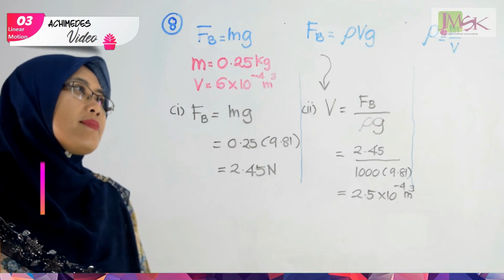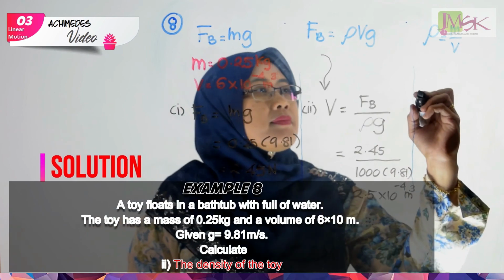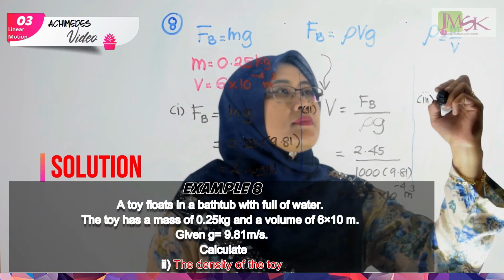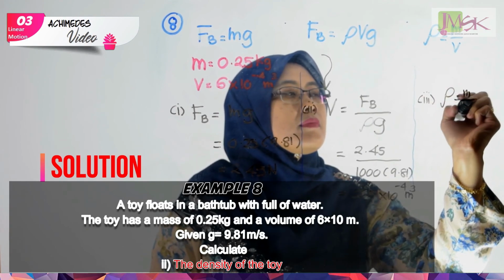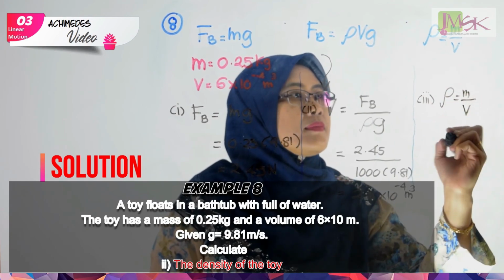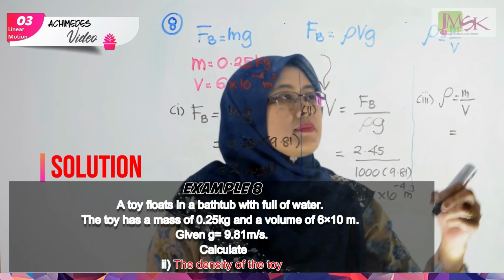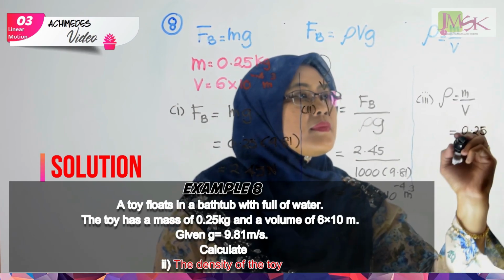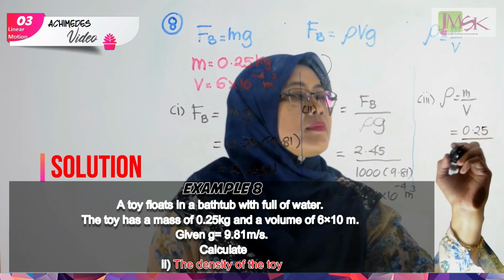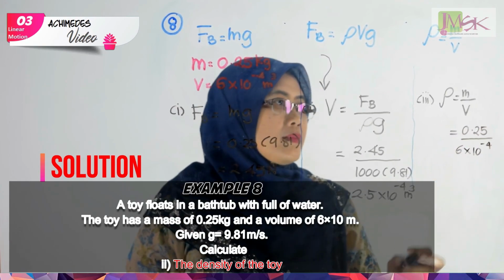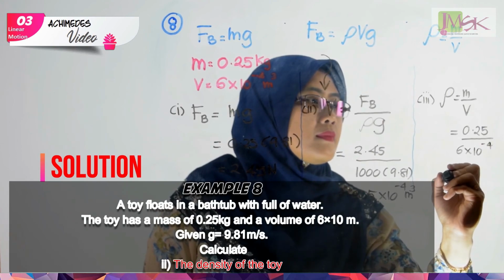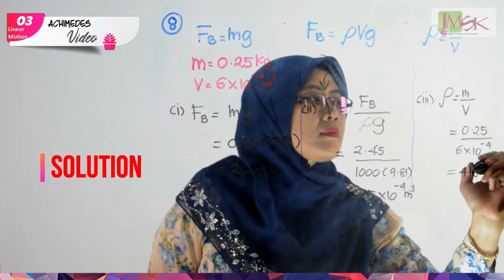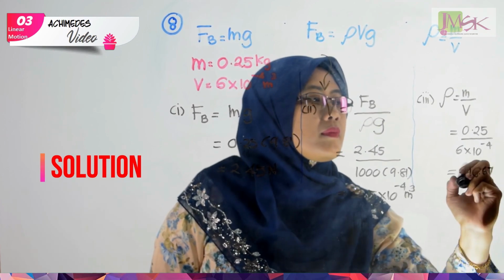Part 3. Calculate the density of the toy. Use the formula rho equal to m over v. Insert the value of the mass and volume of the toy. Rho equal to 0.25 divided by 6 times 10 power of negative 4. The answer is 416.67 kilogram per meter cube.